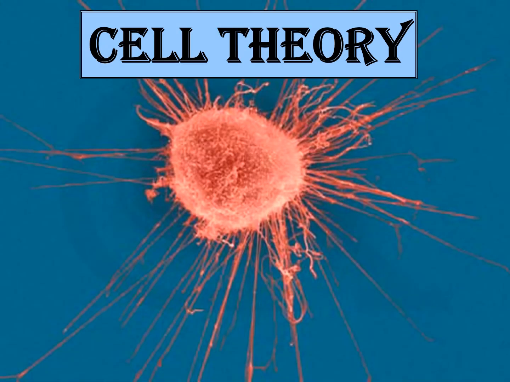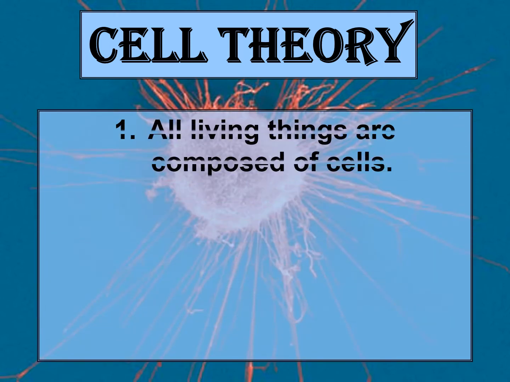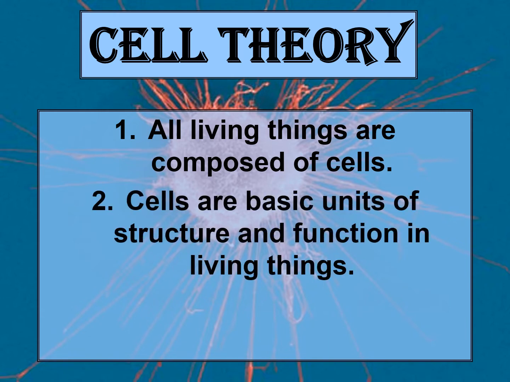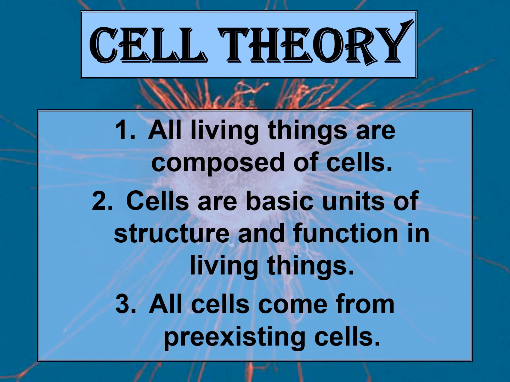Once cells were seen and named through the use of the microscope, we got the creation of what is called cell theory. Basically, cell theory is composed of three parts. The first says that all living things are composed of cells. So any living item has cells in it. Two, cells are the basic units of structure and function in living things. So they are living and working and doing things to make this living function work. And the third is that all cells come from pre-existing cells. You wouldn't have new cells if it wasn't for older cells dividing and creating new cells.